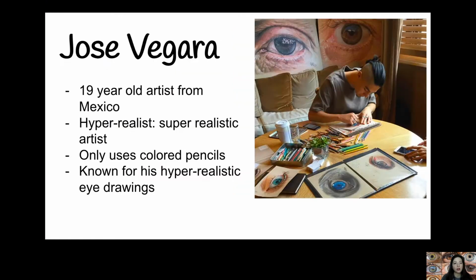All right, so our artist of the week is Jose Vergara. He is a 19-year-old artist from Mexico, so he's a young artist. And he is a hyper realist, which means he is a super realistic artist.